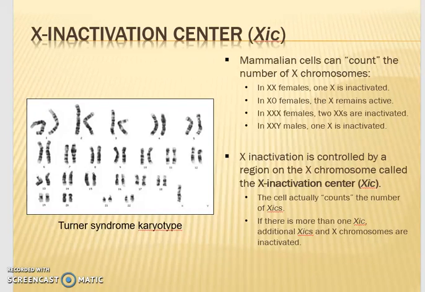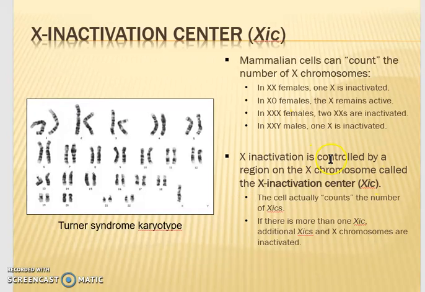So there are certain diseases where people have too many or not enough sex chromosomes. Here in Turner syndrome, you can see that there's only one X. In XO females, where there's only one X, the X remains active, so it is not inactivated. In females with three X's, two X's are going to be inactivated because we only need one to be active. And in XXY males, one X is inactivated because they need one X and one Y.